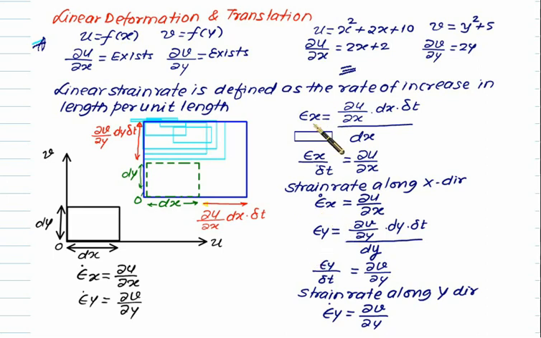We can do almost the same treatment for the y direction. We have epsilon y equal to the change in the y dimension, del v by del y into dy into dt, divided by dy. Again dy and dy will cancel. dt is arranged in the denominator of epsilon y. In that case the strain rate along the y direction is given by epsilon dot y equal to del v by del y. In straightforward language, the rate of strain along the x direction is del u by del x, and the strain rate along the y direction is del v by del y.